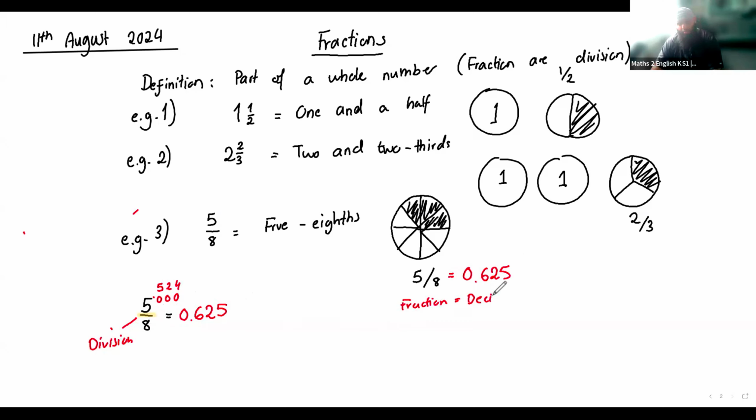So this is from a fraction to a decimal. If I want to turn it into a percentage, I can multiply it by 100. Percentage is a multiple of 100, okay? So I multiply the decimal by 100, and the decimal point will move 2 places. So that will be 62.5%.